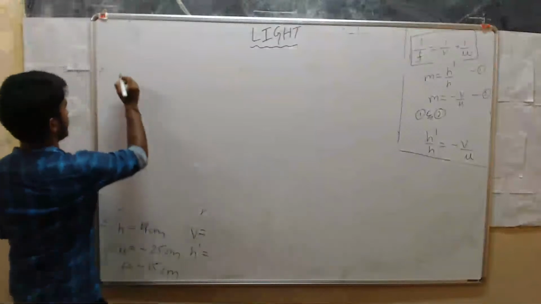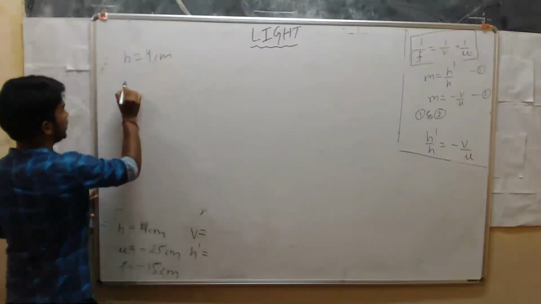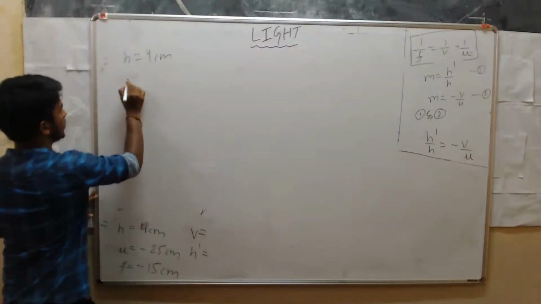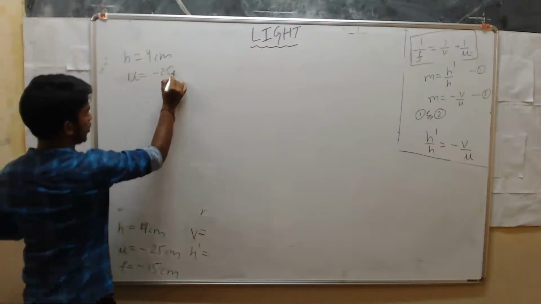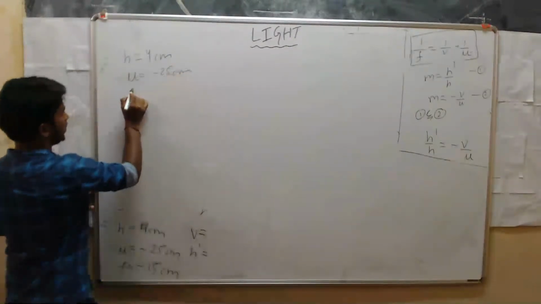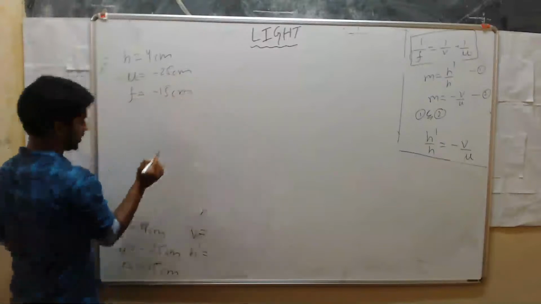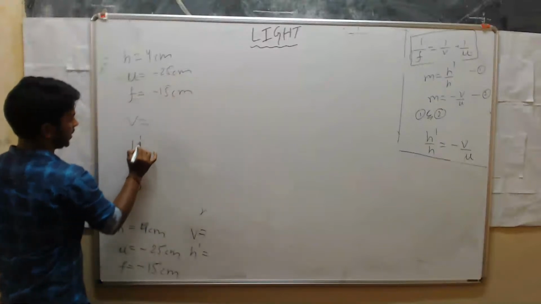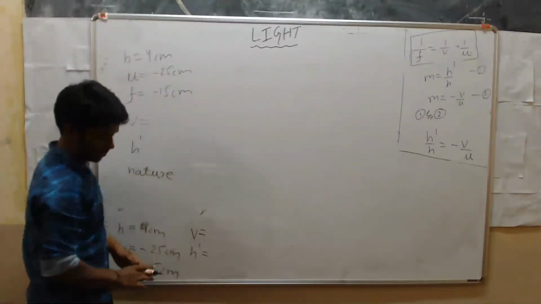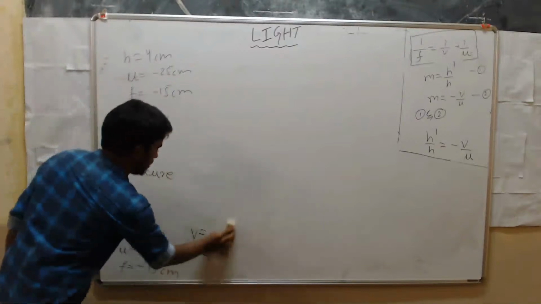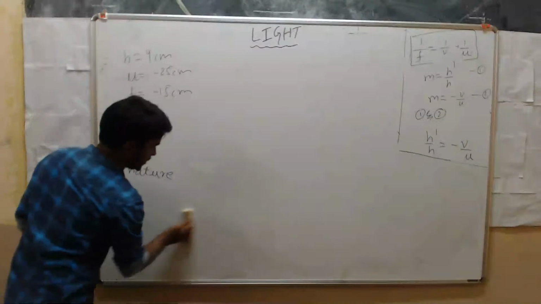So now I will write here the data: h equals 4 centimeter, u is equal to minus 25 centimeter, focal length is minus 15 centimeter, and here we need v, h dash, then the nature. So first thing, calculate the image distance.